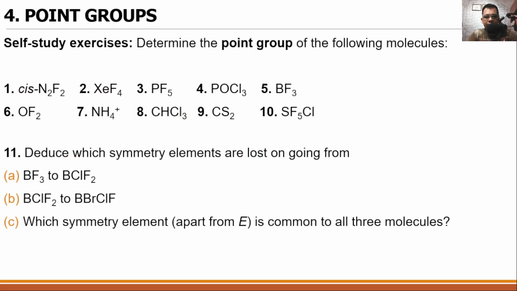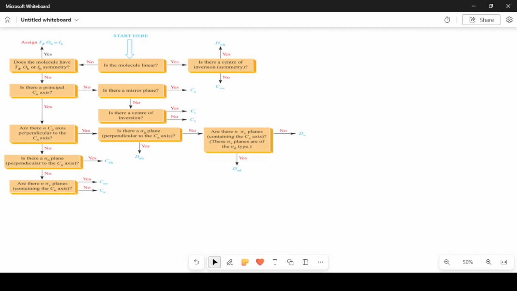So, number one natin is cis N2F2. Cis, okay, syempre from your organic chemistry. Let's draw this structure. It is planar. Cis N2F2. Ganyan shape niya, kasi this one is trigonal planar. So, ano yung point group natin dito? Simulan natin dito.